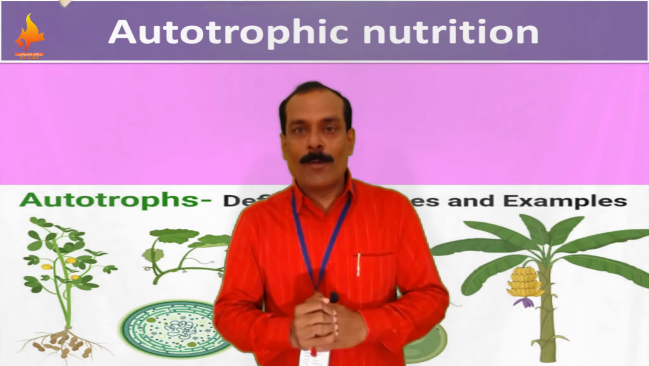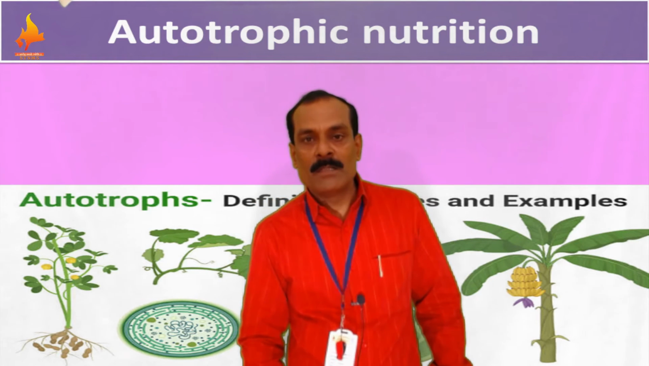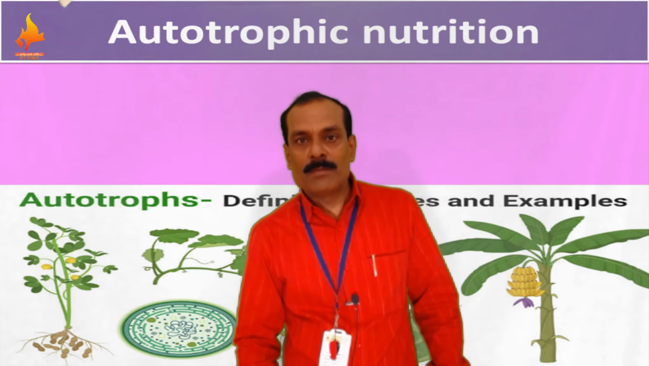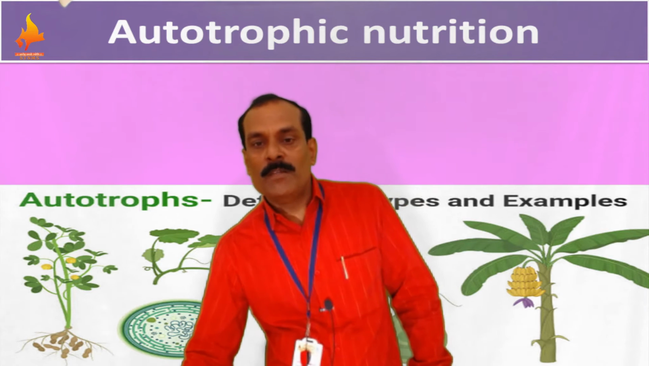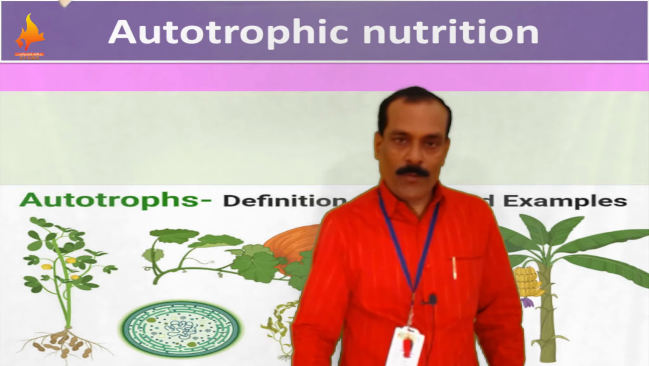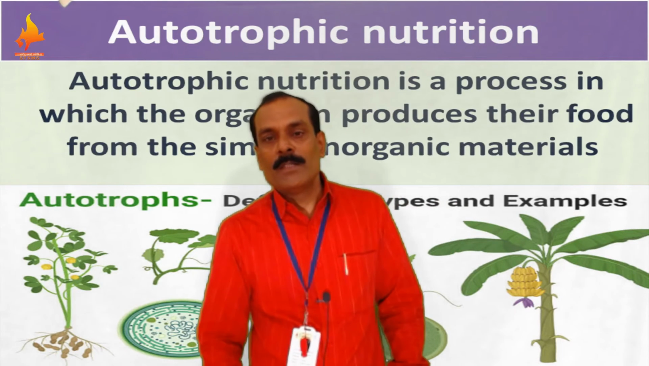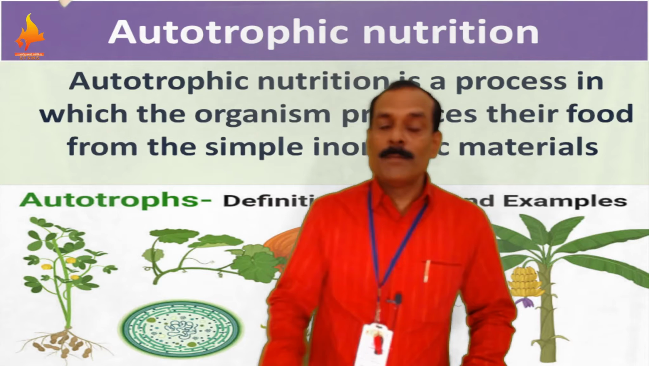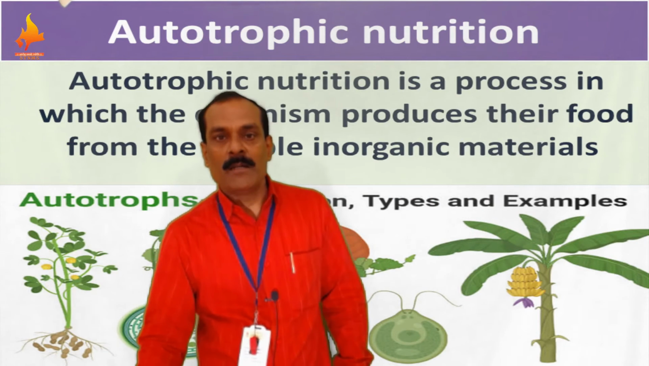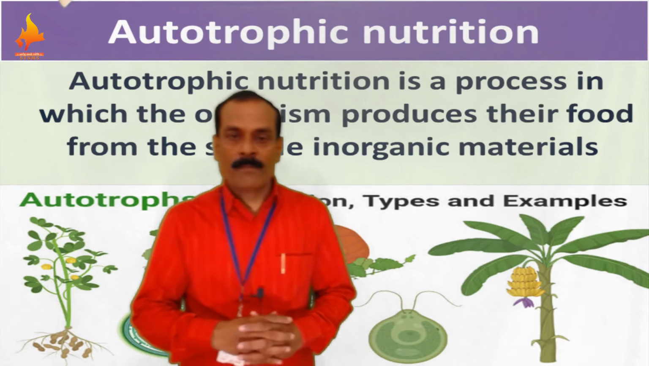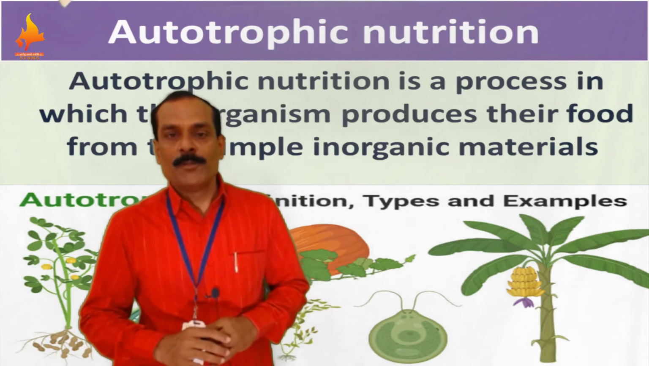So what are autotrophic nutrition or the autotrophs? These are the organisms which prepare their organic food from simple inorganic materials. Like we know, plants produce food from carbon dioxide and water, and they provide us carbohydrate. So this is autotrophic nutrition.